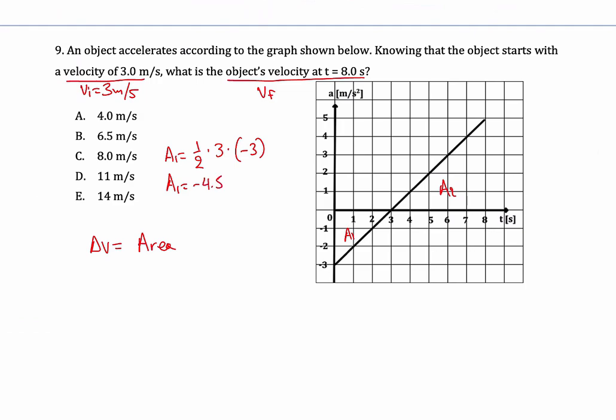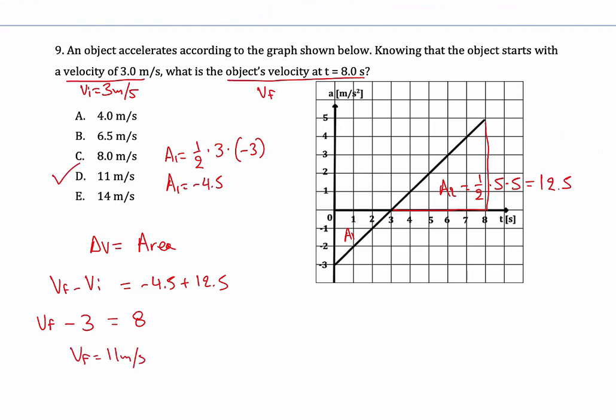meters per second. And in a similar way, the second area is again half base times height, so half the base is 5, and the height is again 5, so it is 12.5. Now the total area is minus 4.5 plus 12.5, and the change of velocity is v final minus v initial. The v final is unknown, the v initial is 3, and the result is minus 4.5 plus 12.5, it is 8, so the v final is equal to 11 meters per second.